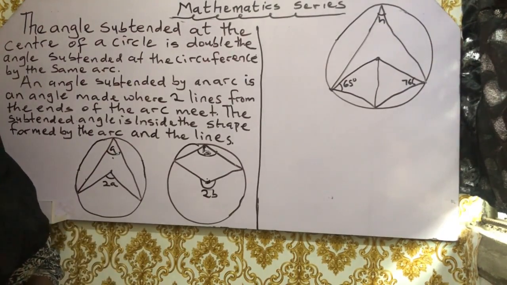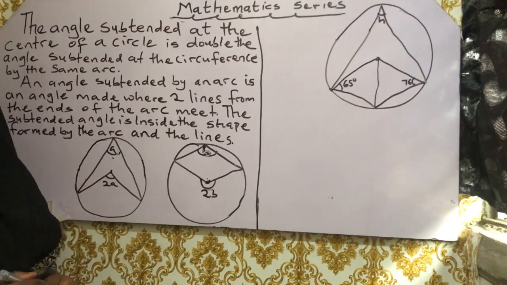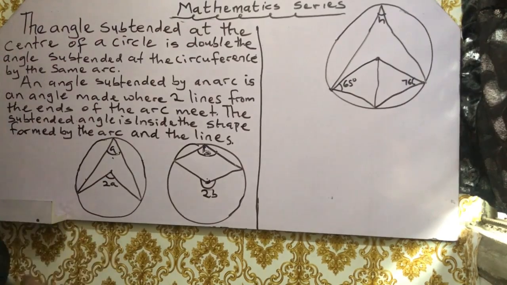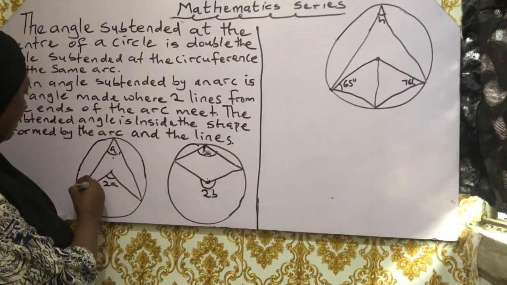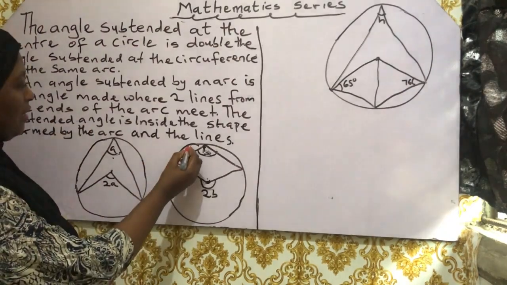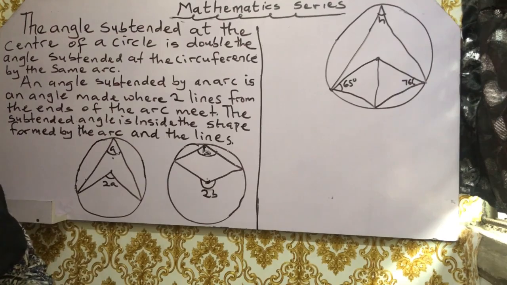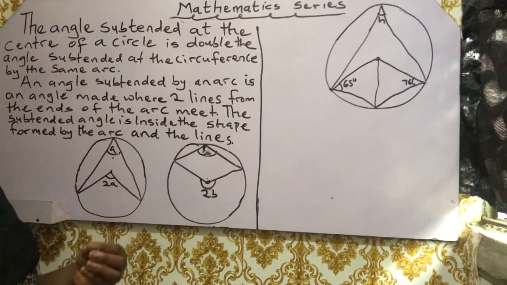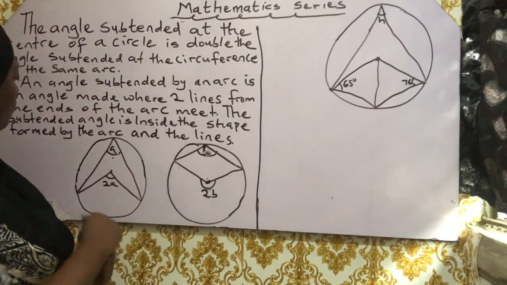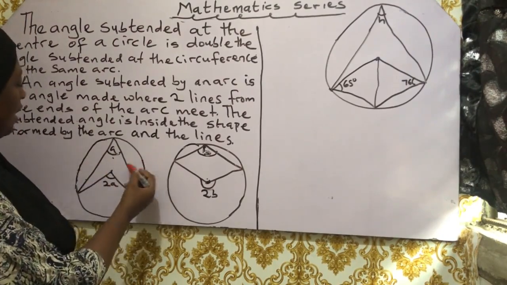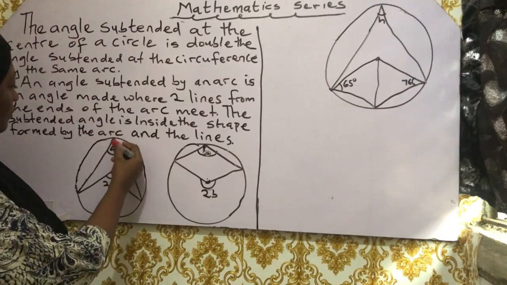How do I know the angle subtended at the circumference by the same arc? Let's see what we have. An angle subtended by an arc is an angle made where two lines from the ends of the arc meet. So this is an arc, this is an arc, this is an arc, this is an arc. And we learned in one of our classes that the arc is part of the circumference. So this is an arc, this is an arc, and we have lines here meeting.